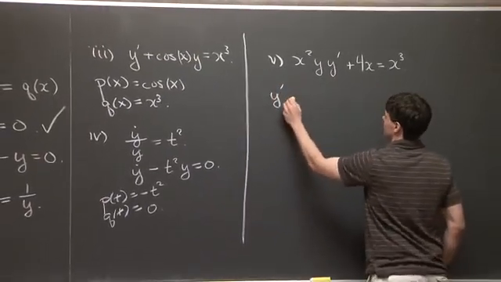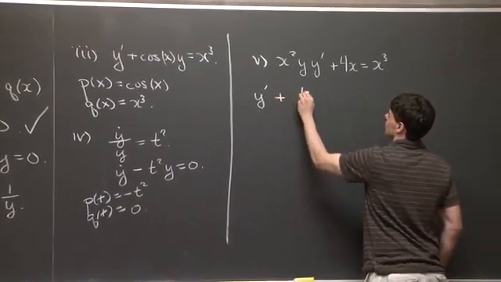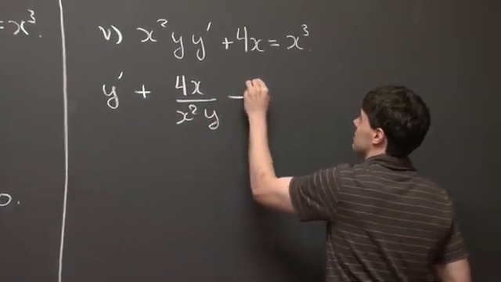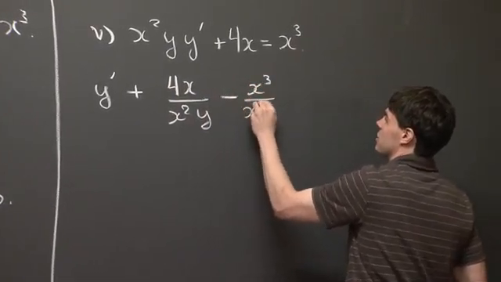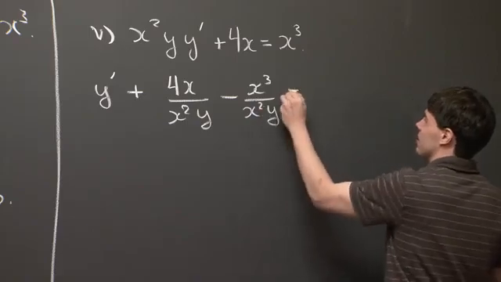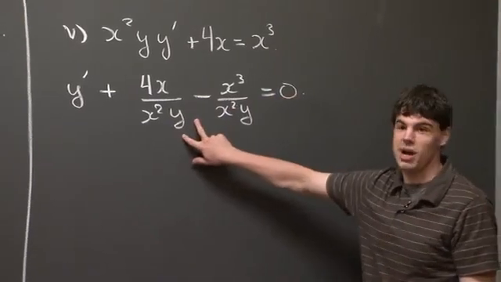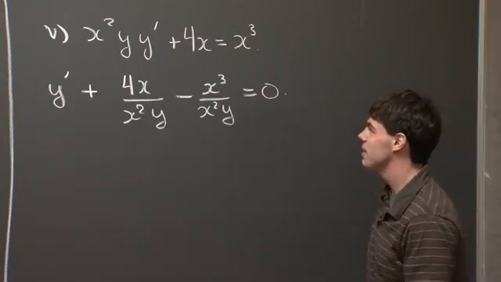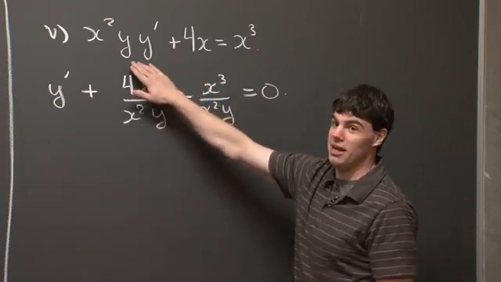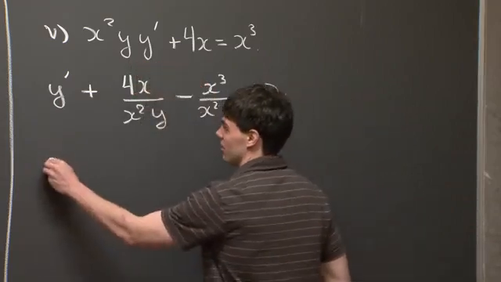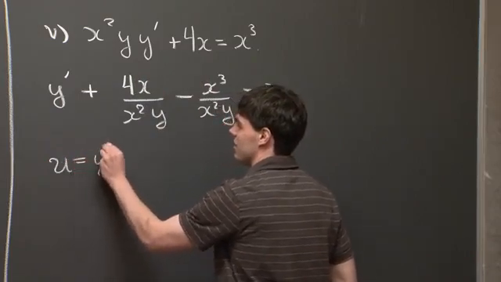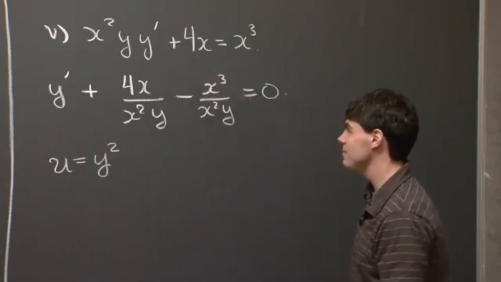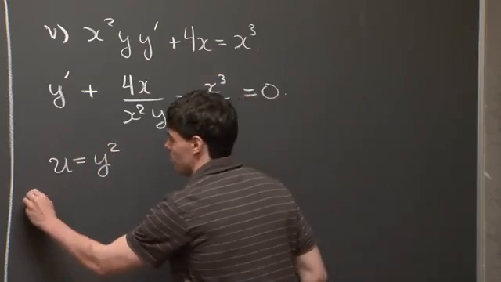it would look like 4x divided by x squared y minus x cubed divided by x squared y equals 0. And because there's a y on the denominator here, this equation doesn't have the general form of a first-order linear equation. Now again, I note that if you were to make a substitution, u equal y squared, that substitution would make this equation linear. Okay, so this concludes part A.